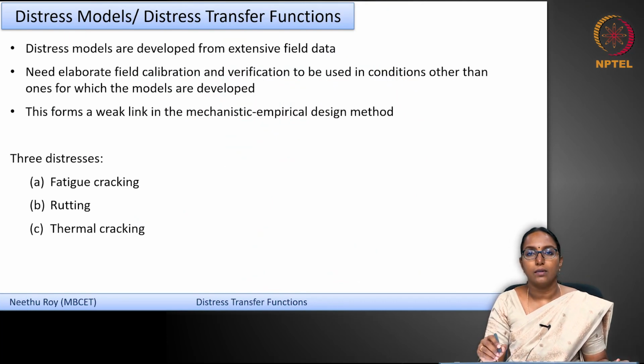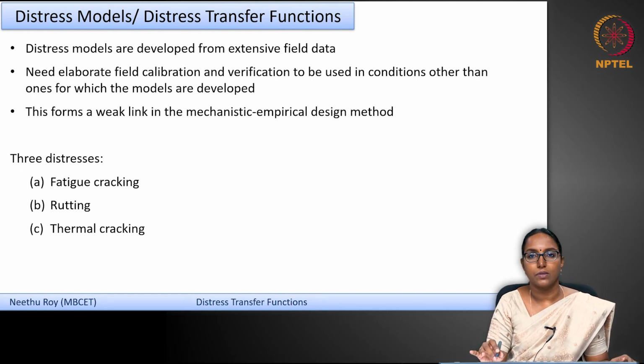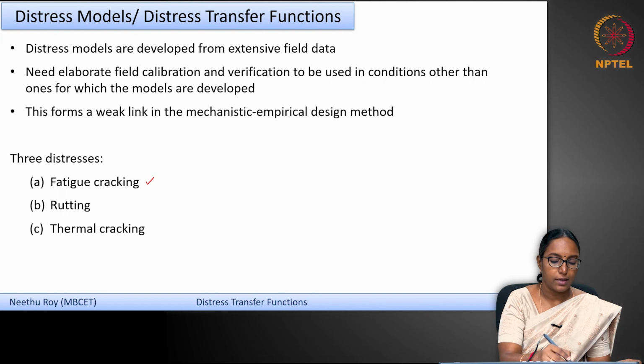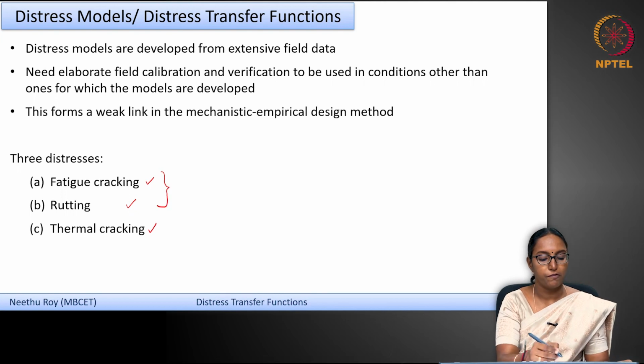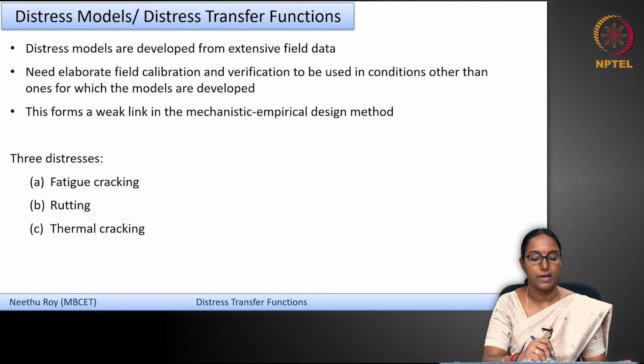So, as far as bituminous pavement is considered, there are a number of distresses that can happen, but the three major distresses which we consider for pavement design are fatigue cracking, rutting and thermal cracking. As far as the Indian conditions are considered, we consider the first two, which are fatigue cracking and rutting, and for other design approaches, all the three aspects are considered for design.